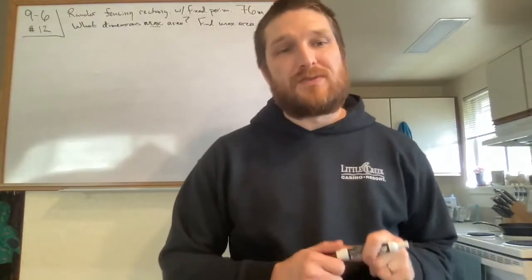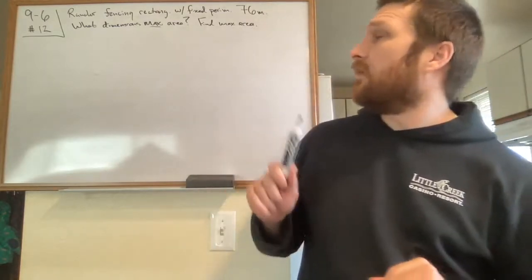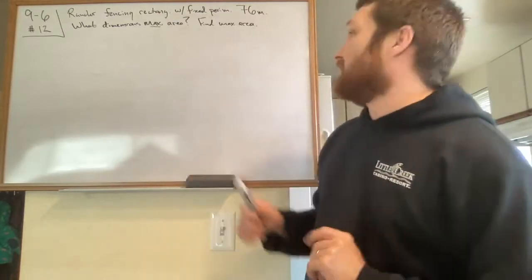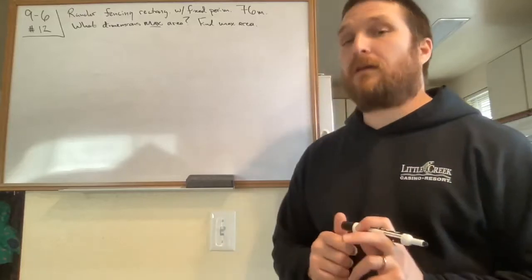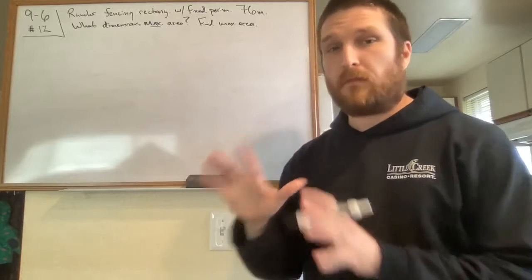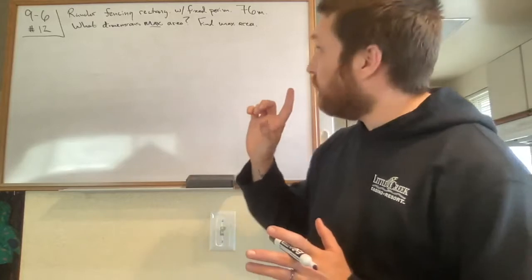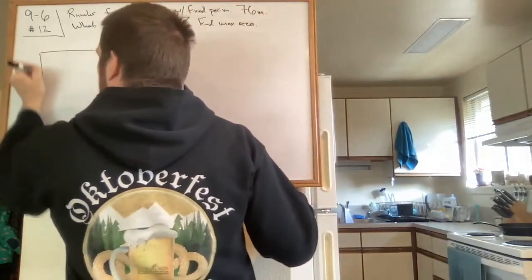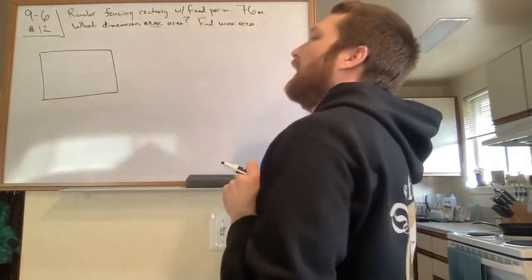Chapter 9, section 6, problem number 12. A rancher is fencing a rectangular area with a fixed perimeter of 76 meters. What dimensions maximize the area? Find the max area. Okay, so first thing, let's draw a picture. We're fencing a rectangular area, so let's draw a rectangle.